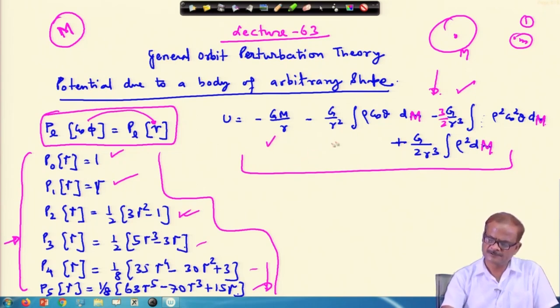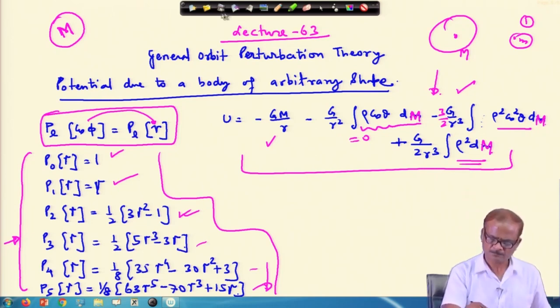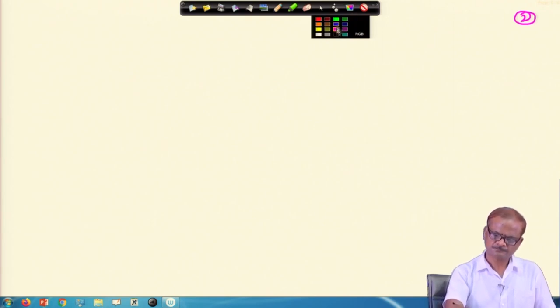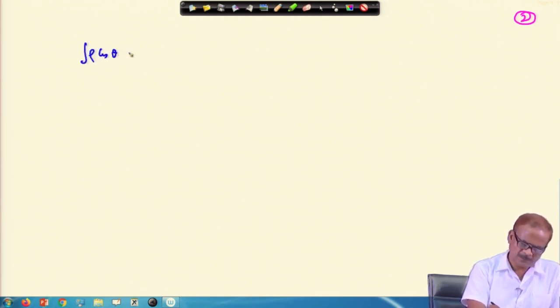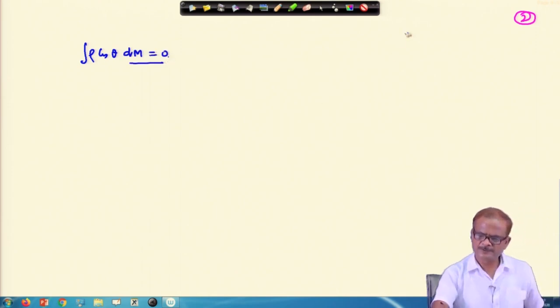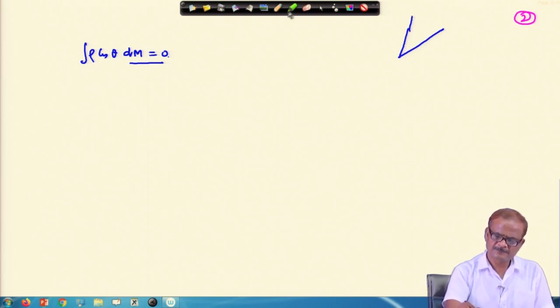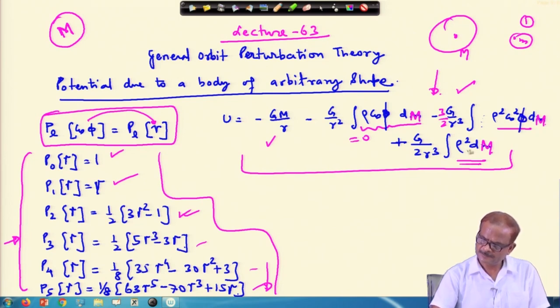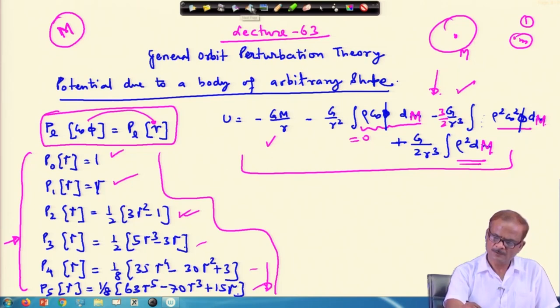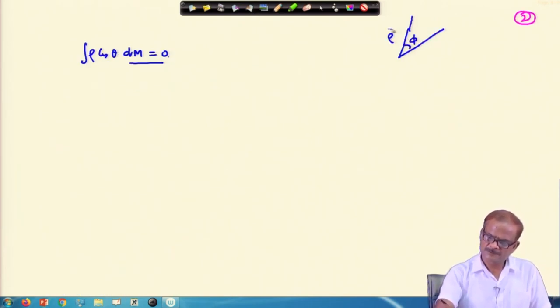The first quantity is already done. The second quantity, the integration, will be equal to 0; this we have to show, and these two quantities we need to work out. So we take the next quantity, rho cos theta dm. This quantity is 0. Perhaps it was phi; we have used the notation phi, not theta. So we will keep it phi. This angle is phi, here this is rho, and here this is r, and this vector we have written as p.